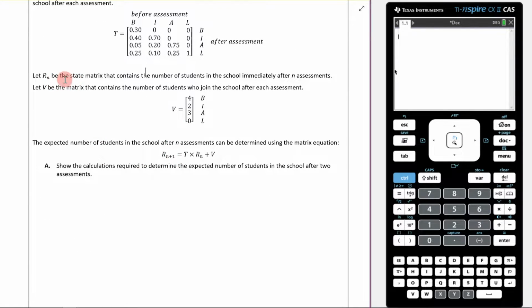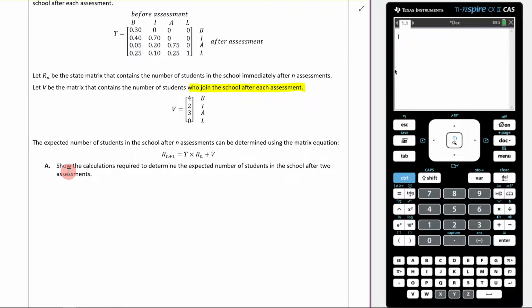All right. Let R of n be the state matrix that contains the number of students in the school immediately after n assessments. Let V be the matrix that contains the number of students who join the school after each assessment. So this is important. We have to add on this V here because it's the number of kids who join the school after each assessment. As you can see, 4 beginners come to the school, 2 intermediate, 3 advanced. And of course, if they're coming, they can't be leaving, so 0 leaving. The expected number of students in the school after n assessments can be determined using this matrix here. So we've got this recurrence relation here that we're very familiar with how to use.